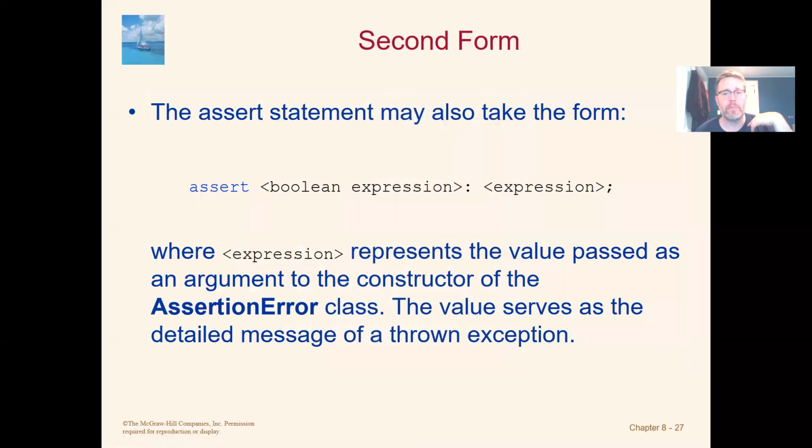You can also do it this way. If you want to send a message along, that would be the expression. That's the detailed message of whatever error gets thrown. So you can say assert old balance greater than new balance after a withdrawal, and the expression could say serious hardware, serious system failure, money, cash withdrawn, account balance went up. Oh no, what do we do? So you could have that.